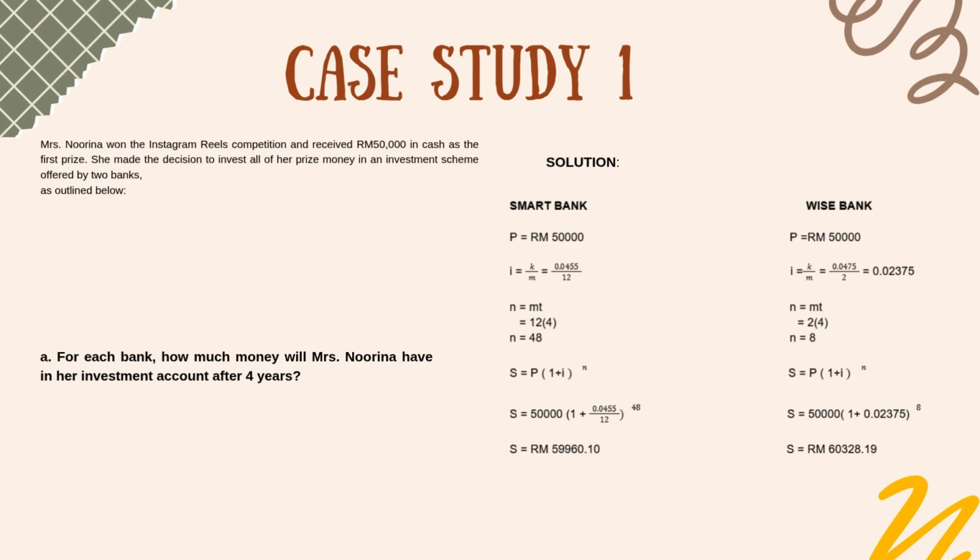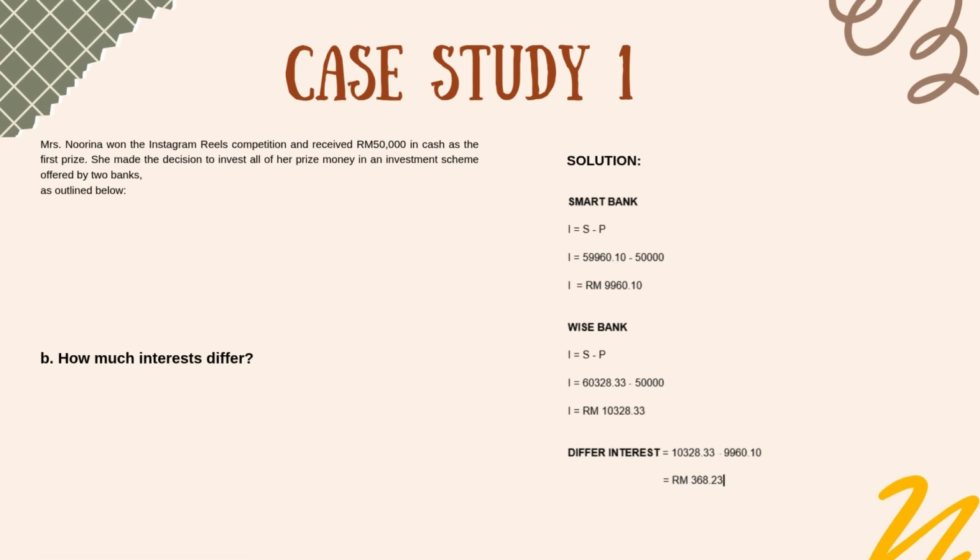For Wise Bank, P equals RM50,000 and i equals 0.0475 divided by 2, which equals 0.02375. For n, 2 times 4 equals 8. After that, we use the same formula, S equals P(1 plus i) to the power of n. After entering the values, we get S equals 50,000(1 plus 0.02375) to the power of 8. And the final answer is S equals RM60,328.19.